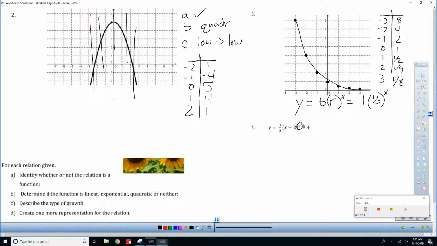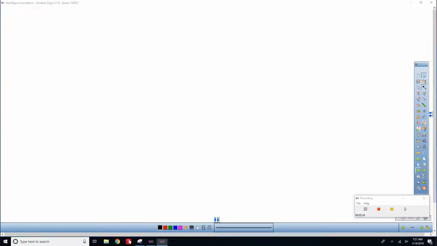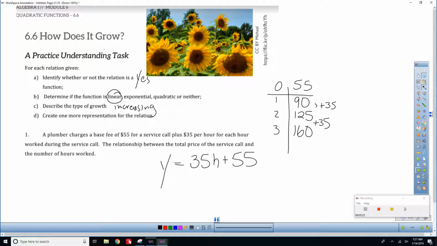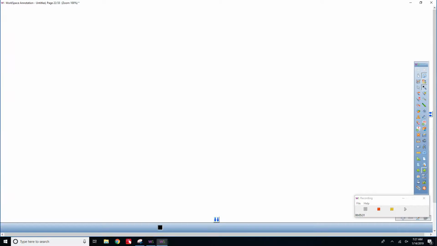The type of growth. Oh no. Oh no. Let's undo that. Undo it. Oh no. What had happened?